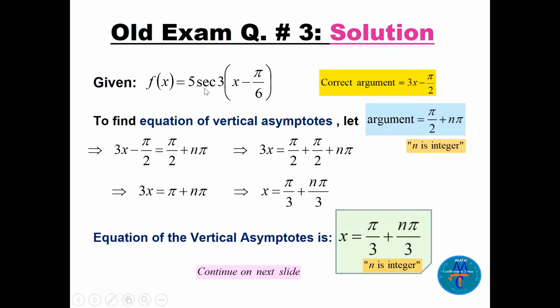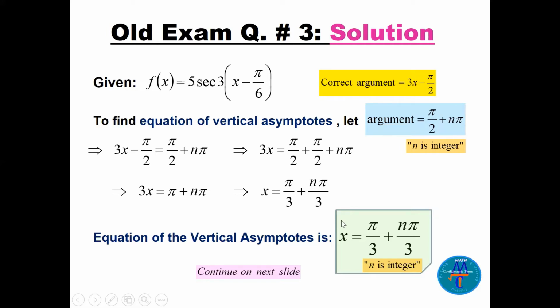We know the secant function is the reciprocal of the cosine. What will make the cosine 0? So we let the argument equal pi over 2 plus n pi, where n is an integer. So I take the argument, 3x minus pi over 2 is equal to pi over 2 plus n pi. Take this to the other side, it becomes pi, and then divide by 3. So x will be pi over 3 plus n pi over 3.